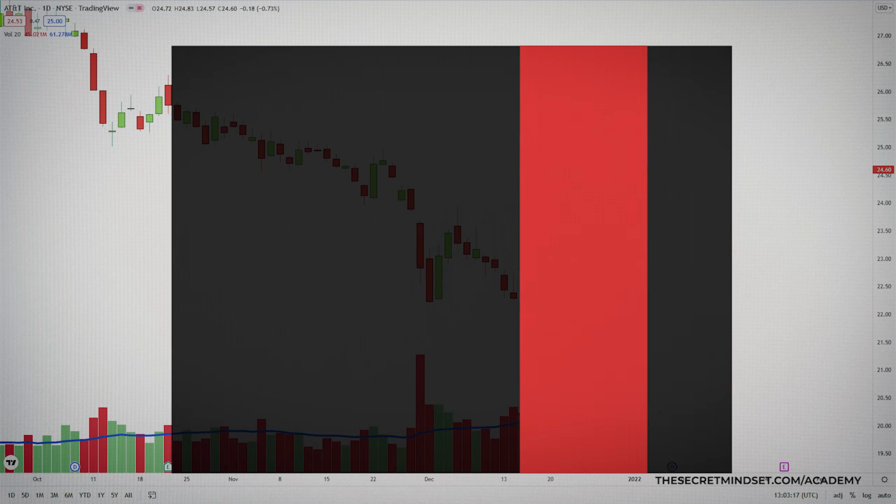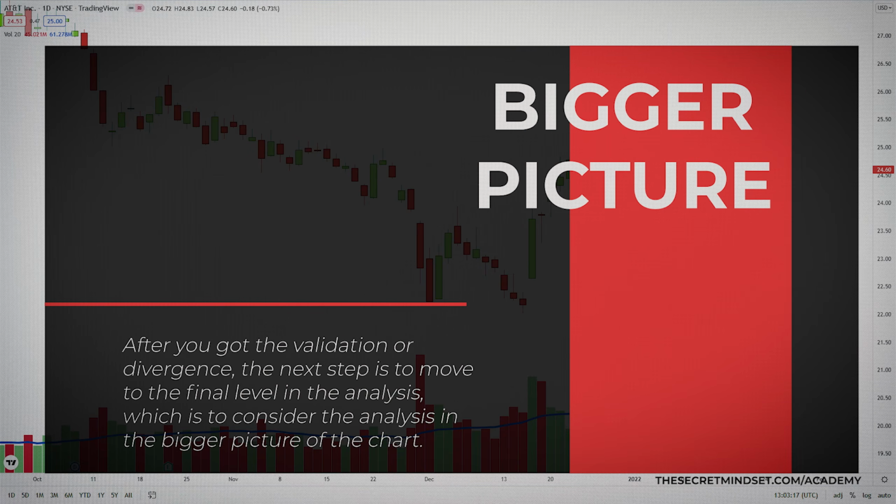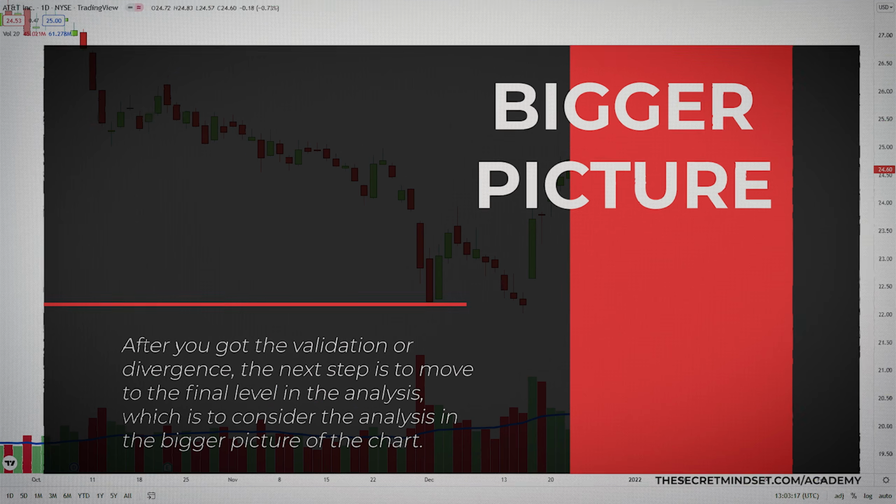The next step is to move to the final level in our analysis, which is to consider the analysis in the bigger picture of the chart. This will determine whether what we are seeing is a minor pullback or the precursor to a change in trend.